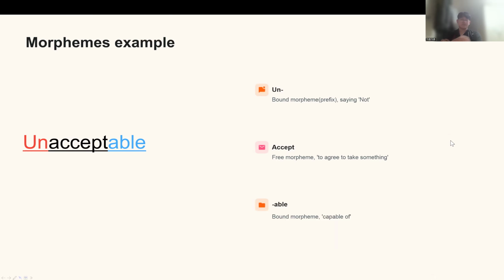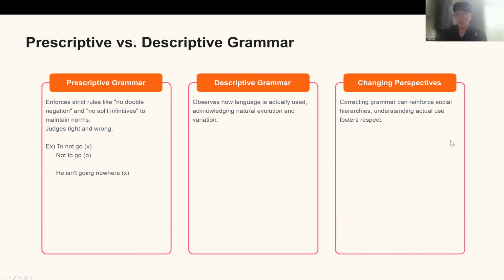Second of my favorite parts was prescriptive and descriptive grammar. The prescriptive grammar is forcing people to use what is already a norm in a language, and there are two examples of it.